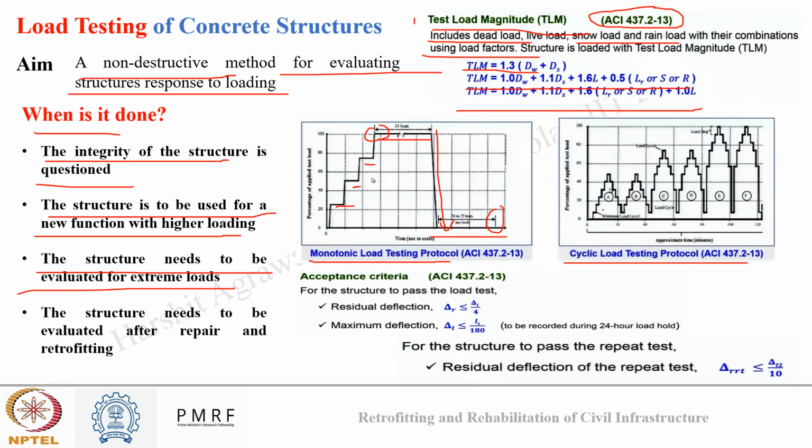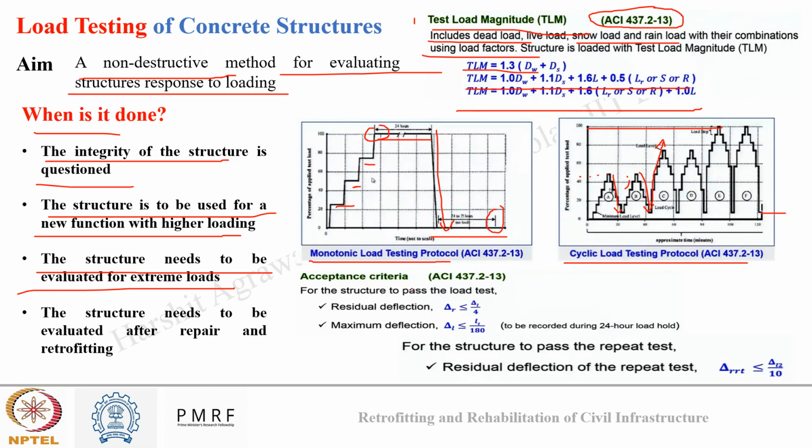And in cyclic load testing, what we do is increase the load in a cyclic manner up to a certain percent, and then we reduce the load and check the deflection. Again we apply load, decrease the load, and check the deflection. Then we apply a much higher load, like 80% of the total load, in a cyclic manner. And finally we apply the ultimate load, the TLM, in a cyclic manner and check the deflections. After each cycle we note the deflection, and then finally we unload it and check the deflection.